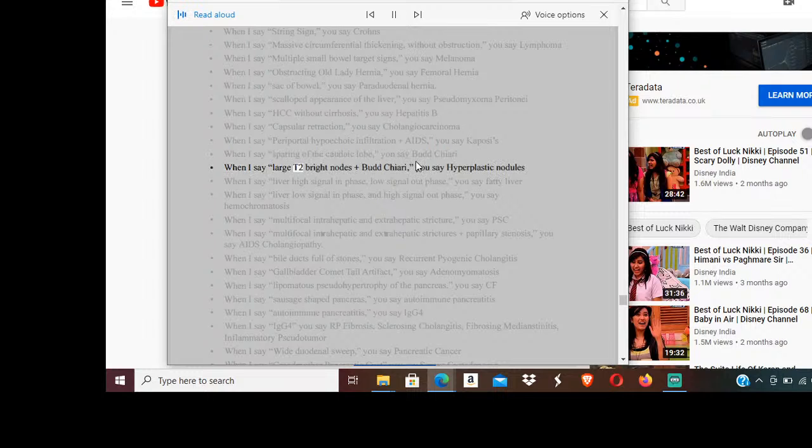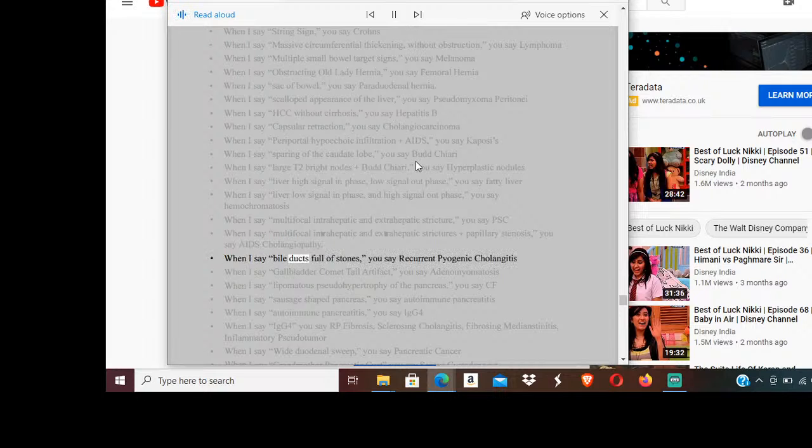When I say large T2 bright nodes and Budd-Chiari, you say hyperplastic nodules. When I say liver high signal in phase, low signal out of phase, you say fatty liver. When I say liver low signal in phase and high signal out of phase, you say hemochromatosis. When I say multifocal intrahepatic and extrahepatic strictures, you say PSC. When I say multifocal intrahepatic and extrahepatic strictures and papillary stenosis, you say AIDS cholangiopathy.